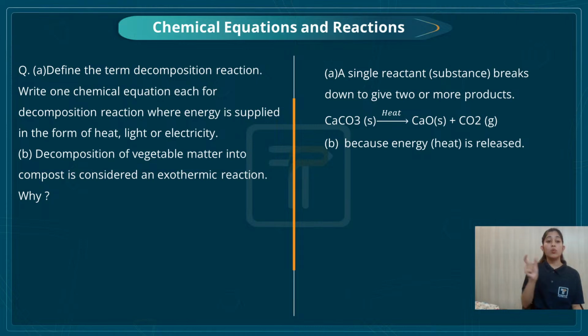Because what is it asking? Why it's an exothermic reaction? We all know when vegetable matter or organic matter is decomposed by the bacteria that are present in the soil, then in this reaction energy is released. So energy is released, that is why it is an exothermic reaction. That's it. 2 mark question, 2 points. Specify the points and you have your answer.